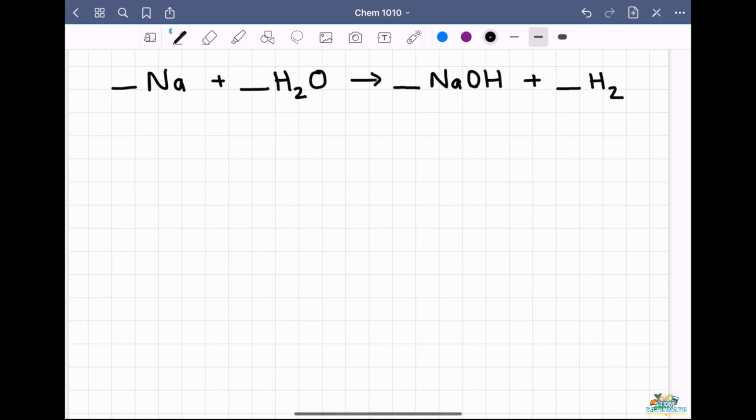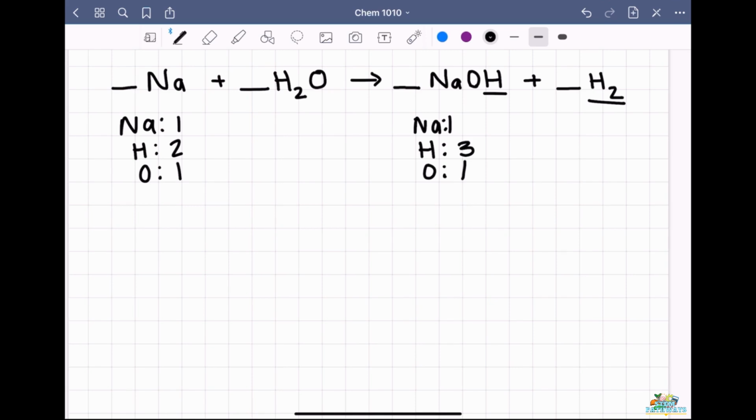So here we have another example, and if you'd like to try it on your own, feel free to pause the video. So again, I like to start off by writing all the elements. So we have sodium with 1, hydrogen with 2, oxygen with 1, and then over on the product side, we have sodium with 1, hydrogen with 3, because we have 2 and 1, and then we have oxygen with 1.